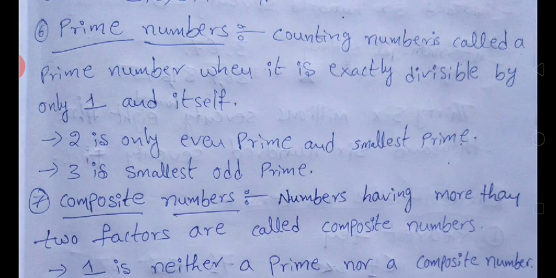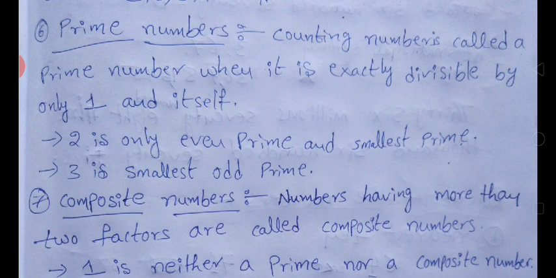So, we know that a prime number has only two factors, one and itself. A counting number is called a prime number when it is exactly divisible by 1 and itself only. So that means it has two factors. A number which has two factors, 1 and itself, is called a prime number.